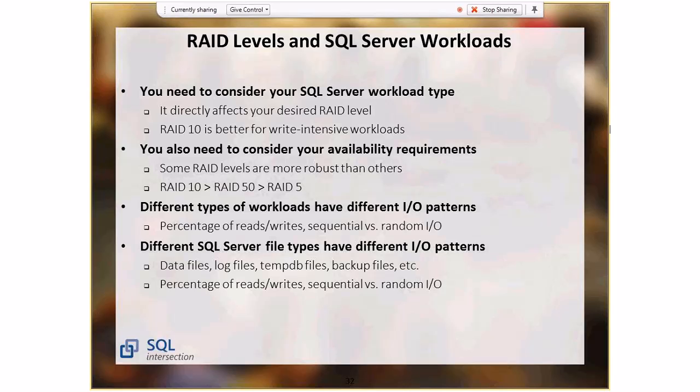And then, of course, the different types of workloads, whether it's OLTP or data warehouse, are going to have different patterns. So the percentage of reads versus writes, and whether it's sequential or random I/O, is going to vary based on that. And also the different file types. So your data files, your log files, your tempdb files, and your backup files all have different I/O patterns depending on what's being done. So you just need to think about all of this as you're trying to decide, well, what RAID level am I going to use for this drive, this LUN, and then am I going to use flash storage or magnetic storage, for example. This all comes into play when you're making these decisions.